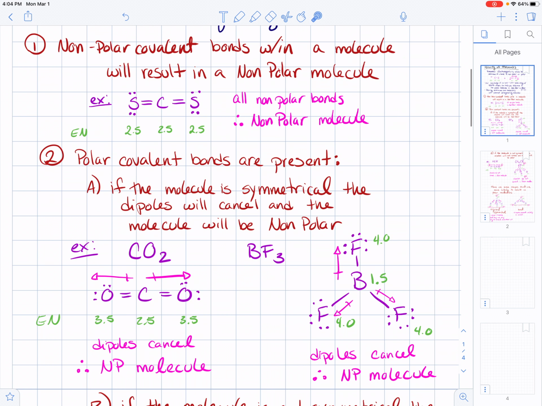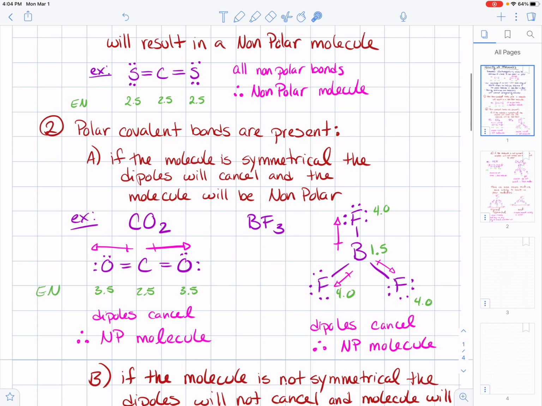Now, what happens when polar bonds are present? When polar covalent bonds are present, then we have to start looking at the shape. If the molecule is symmetrical, what will end up happening is the dipoles will cancel and the molecule will end up being nonpolar. So even though polar covalent bonds exist, if they cancel, then it will be nonpolar.